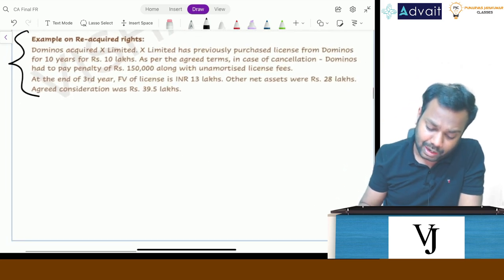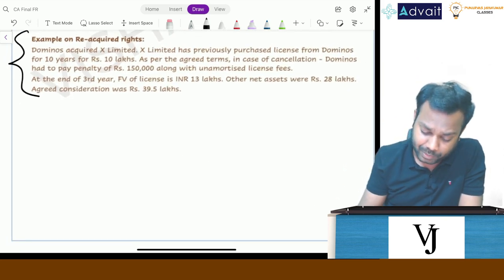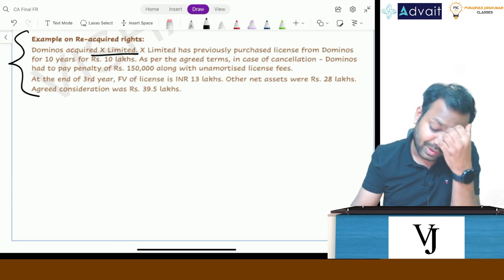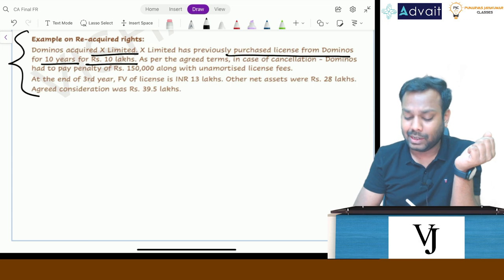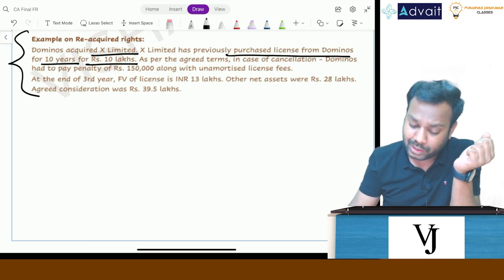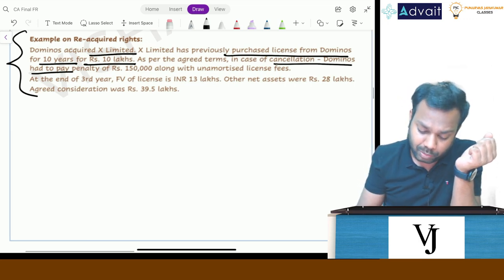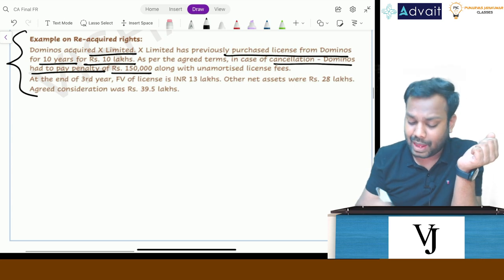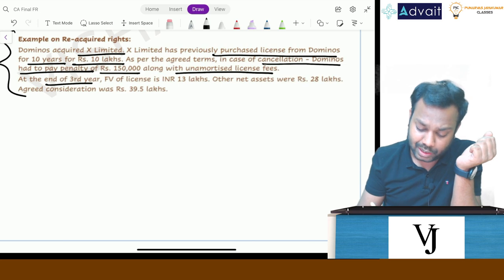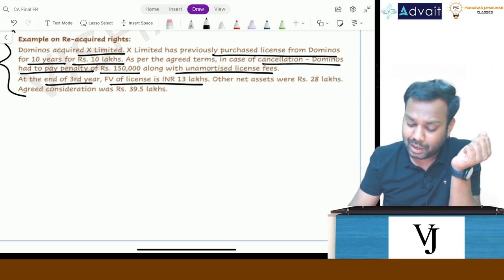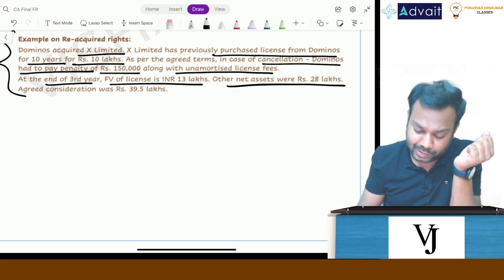So, it says Domino's acquired X Limited. X Limited has previously purchased a license from Domino's for 10 years, paying rupees 10 lakhs. The agreed terms: in the case of cancellation, Domino's had to pay a penalty of 1.5 lakh along with unamortized license fees. At the end of the third year, the fair value of the license is 13 lakhs. Other net assets were 28 lakhs. Agreed consideration is 39.5 lakhs.